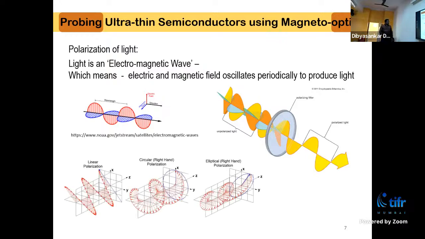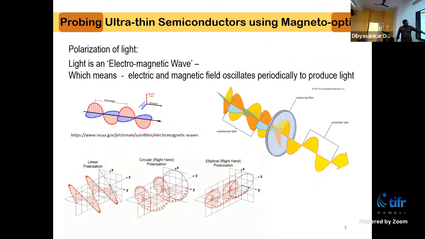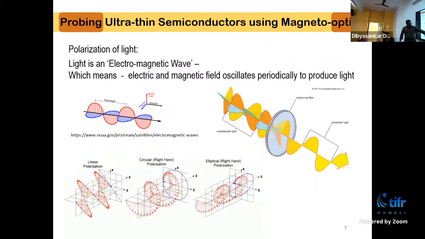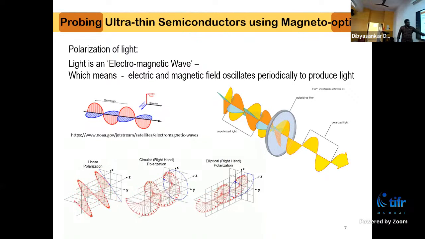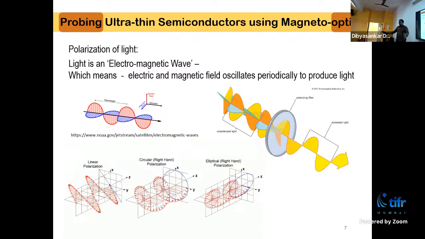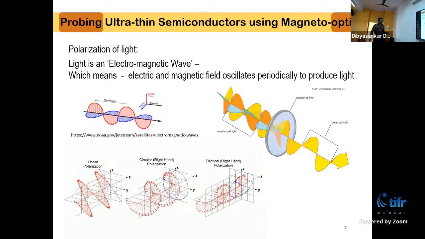So I'm just showing you some images. This is a linear polarization. Why is it called linear polarization? Because if you see in this plane, it creates a line. That's why it's called linear polarization. But there can be other things, called circular polarization, where the electric field is actually rotating like a circle. And there is something in between, called elliptical polarization.